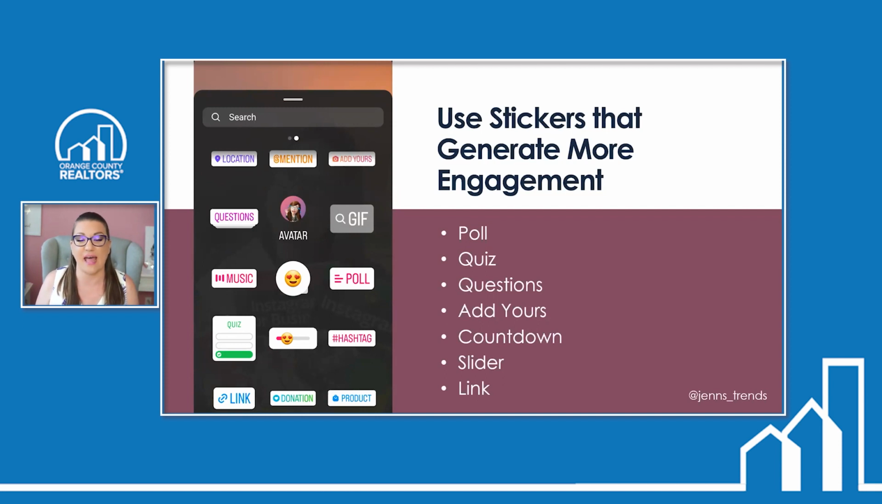Lots of other stickers like the add yours, the countdown sticker. The countdown sticker is great for open houses. Put that on there. People can get a notification, it pops up: oh, it's 9 a.m. on Saturday. That's right, there's an open house. We should go see that. The slider sticker, so random, but it's great for engagement.